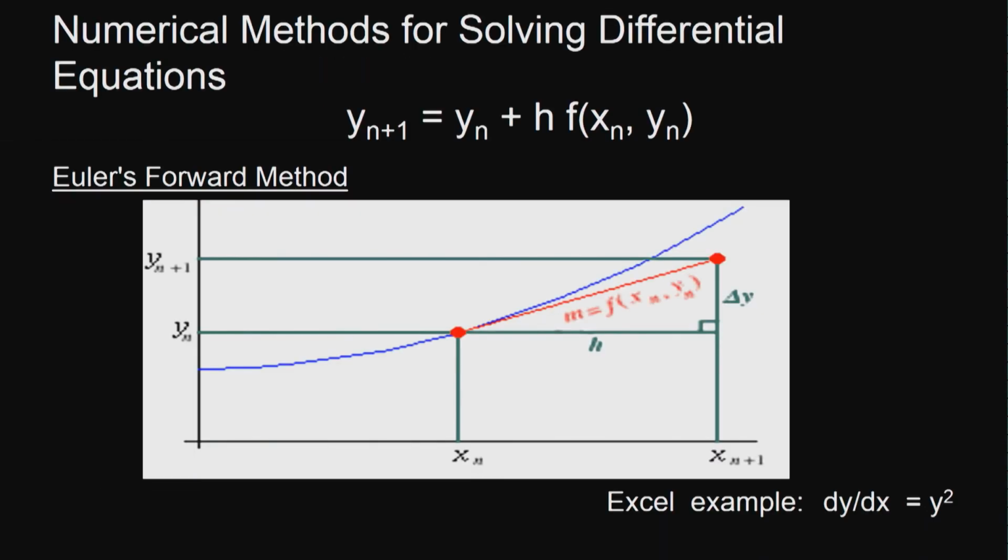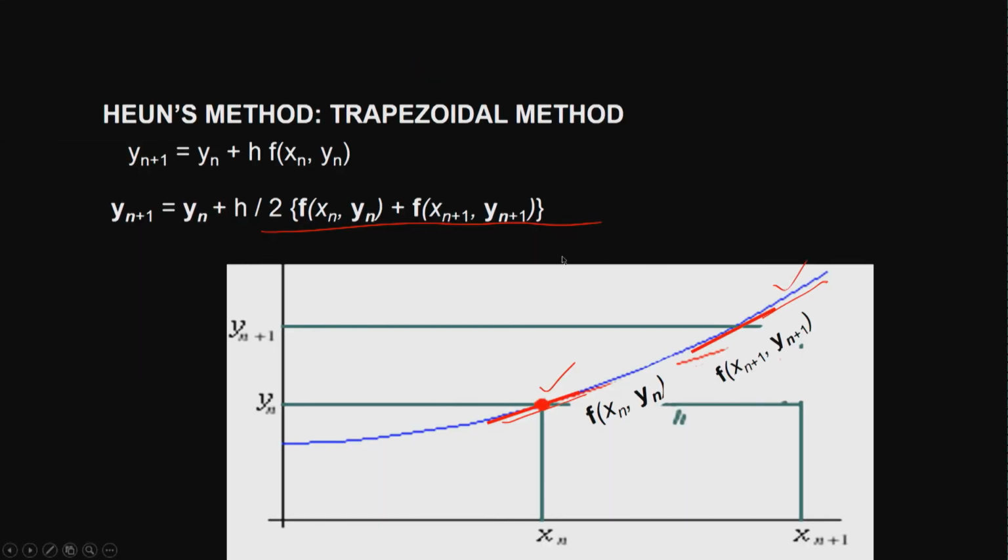So, you look at Euler's method. You take the slope only at this place, only at this place. Whereas in this method, the Heun's method or trapezoidal rule method, you take the slope at these two places and then you take an average. That is how you calculate yn plus 1.